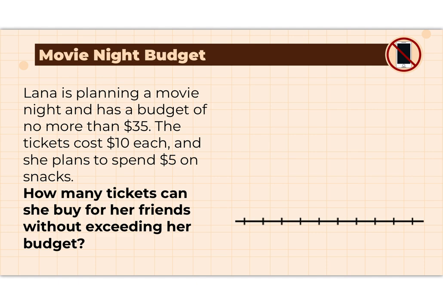So using some of these words, it can kind of help me break down what information I have. So I have here, Lana is planning a movie night and has a budget of no more than $35. The tickets cost $10 each, and she spends $5 on snacks. How many tickets can she buy for her friends without exceeding her budget? So tickets is my unknown, so I'm going to make that my variable t.